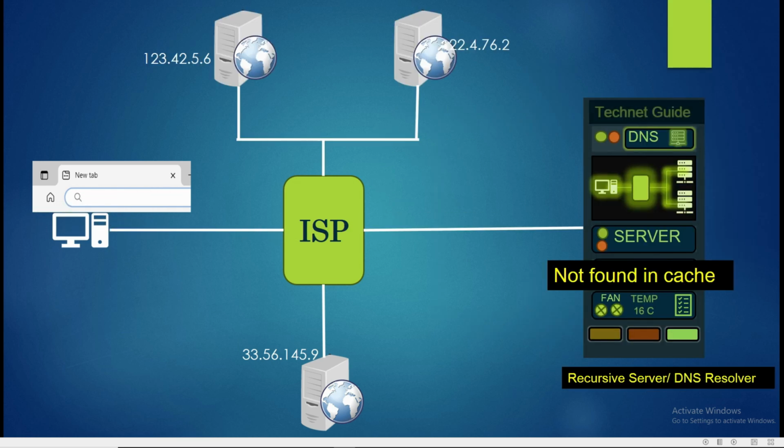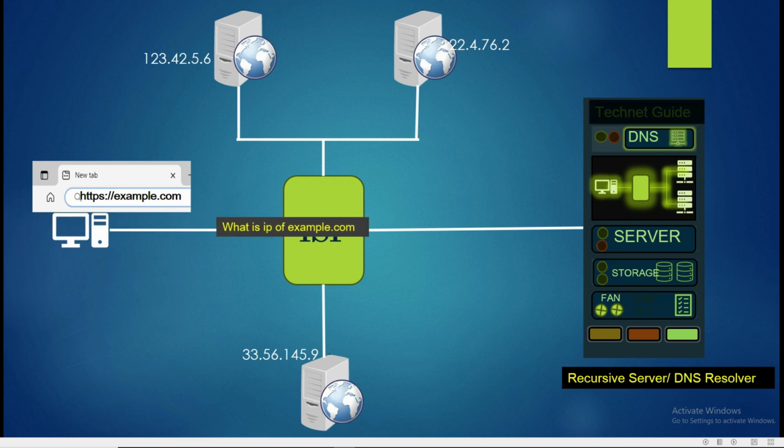If we use a host name instead of an IP address, this PC doesn't know the IP address of example.com, because every PC connects with an IP address. Every device in a network should have an IP address to communicate with each other. Now the PC will ask what is the IP address of example.com.